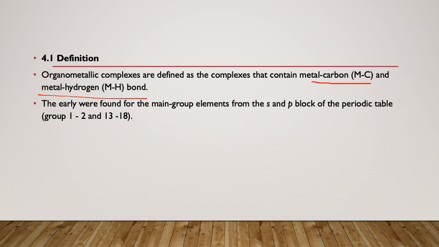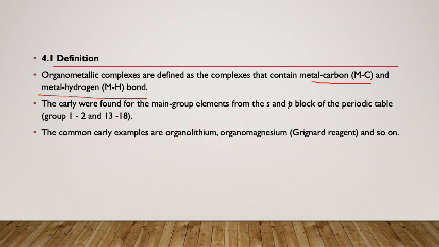Okay, the early ones were found for the main group elements, which are the s and p block elements of the periodic table. Or what we can say, they come from group 1 to 2 and group 13 to 18. Okay, that is the early organometallic complex found. The common early examples are organolithium, organomagnesium, and so on.